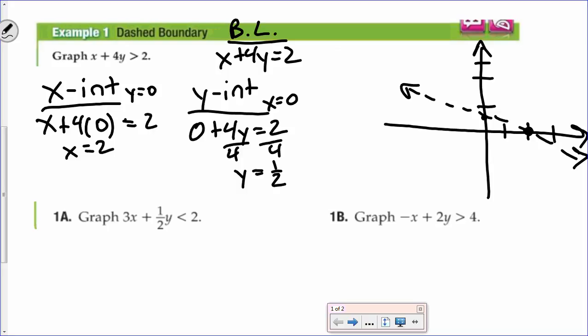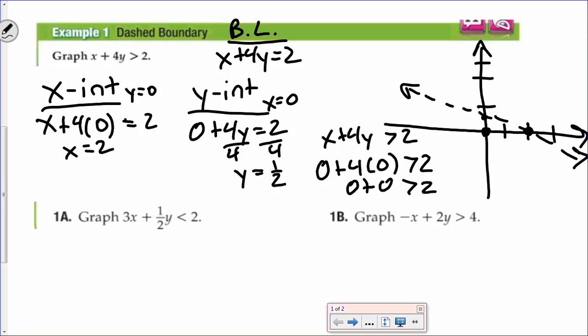So you pick a point. Pick a point that's not on the boundary line. The easiest point to pick, unless it runs through the boundary line, is 0, 0. Substitute those values in. So 0 plus 4 times 0, we're substituting those into the inequality. 0 plus 0, is that greater than 2?